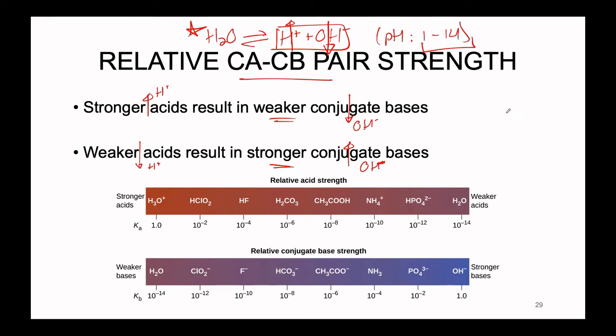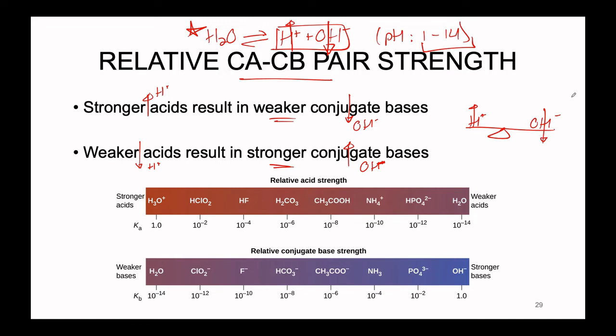So again, we are thinking of this in terms of our seesaw. If we have H+ and OH- just in neutral water, they are of equal amounts, equal concentrations, but as soon as we introduce a strong acid, the OH- concentration is going to have to go down and vice versa.